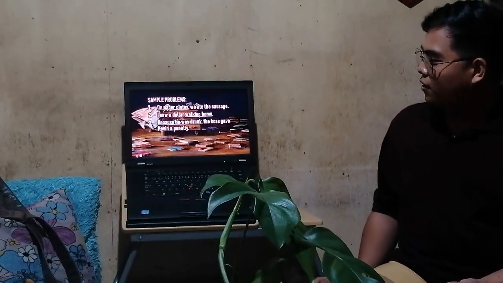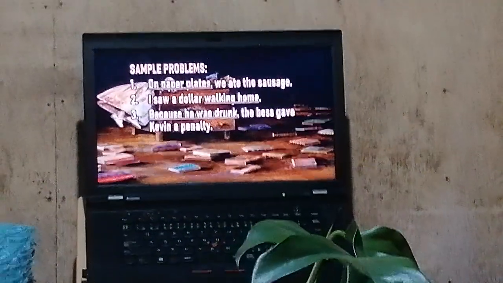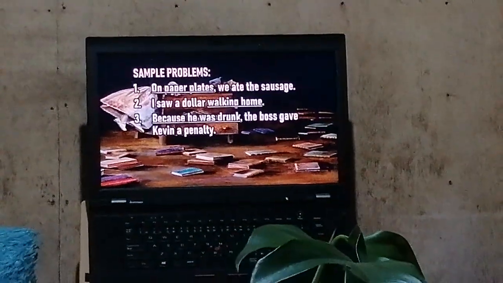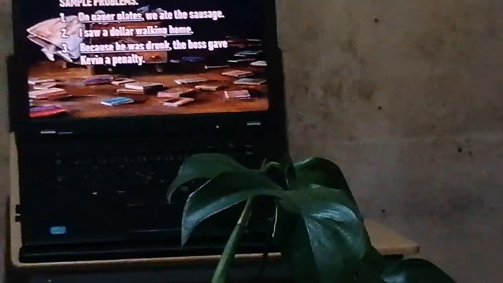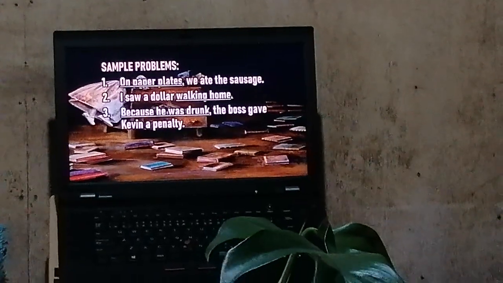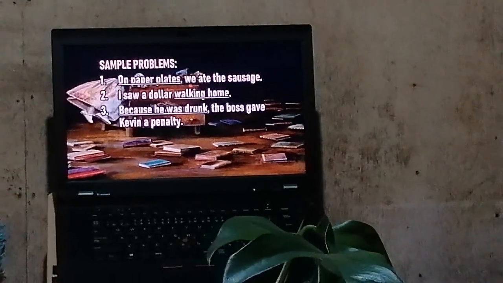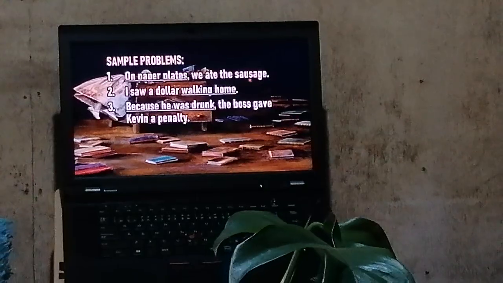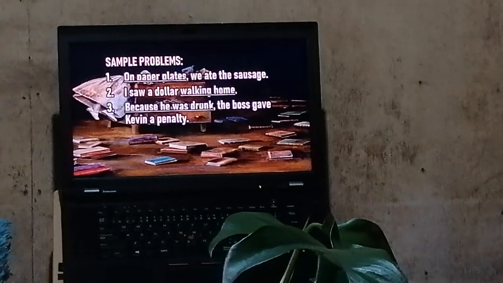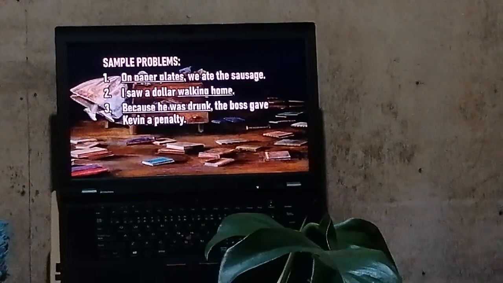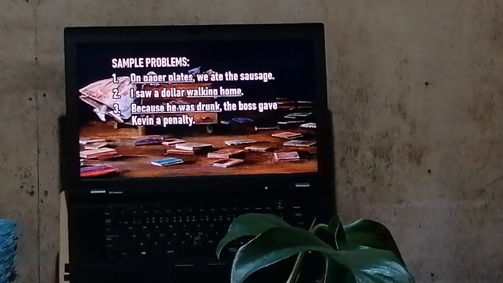Let's go to the next slide. We have here some sample sentences. We have here the first sentence. Let me just get my chalkboard here. On the first sentence, we have, on paper plates, we ate the sausage. On paper plates is the modifier.